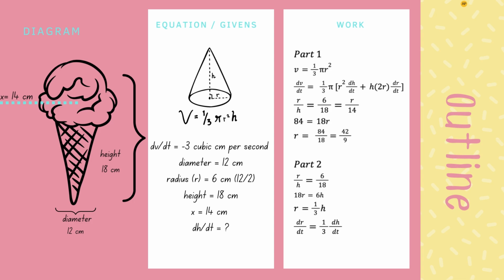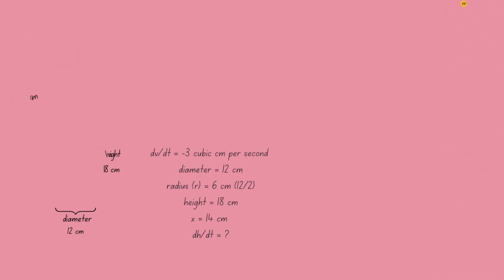The next variable that we needed to solve was dr/dt. In order to find dr/dt, we had to get dr/dt in terms of dh/dt. We found this by setting up another proportion in the initial radius and height and then isolating the r. Now that we know that the radius is equal to 1/3 times height, we can take the derivative of both sides to get dr/dt equals 1/3 dh/dt.